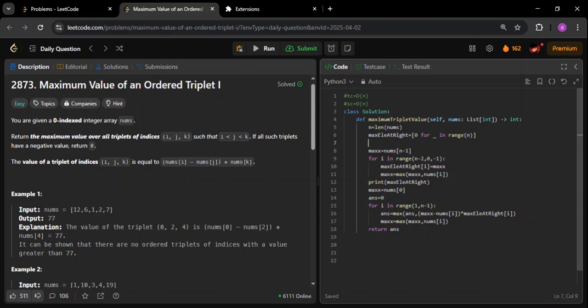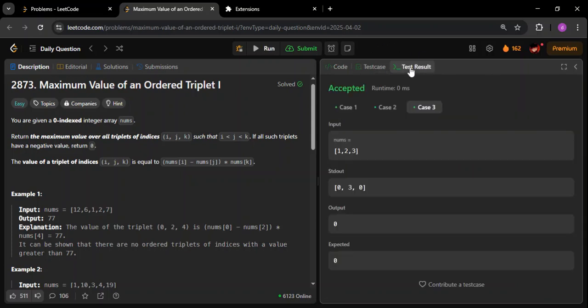Initially all the values will be 0. Then we will go in the reverse direction and change those values. I will show you how it looks. So let us quickly begin. Let me take some bigger example.